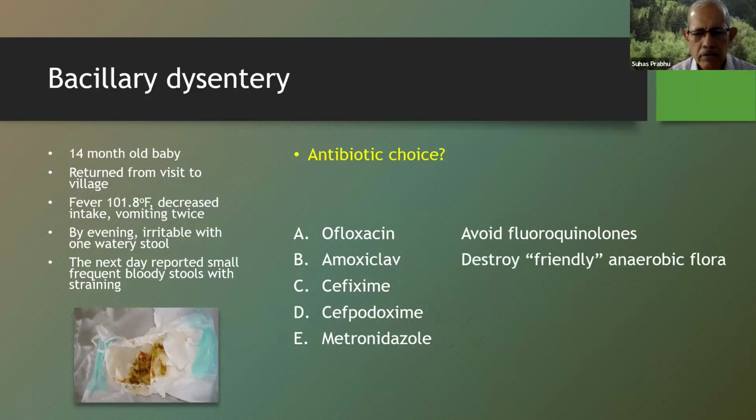What about amoxiclav? It will probably cover the organism here. What are the organisms here? They're probably Shigella or E. coli, invasive E. coli, or Salmonella. So the amoxiclav will work in these patients. But remember, amoxiclav will also destroy anaerobic organisms, which are friendly organisms in your gut, which is not what we want. So therefore, amoxiclav should be avoided.